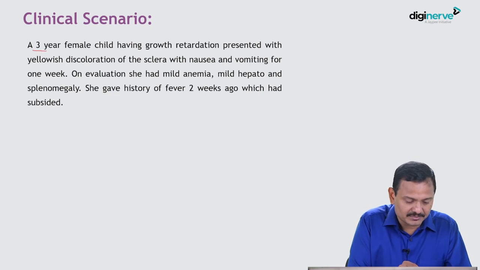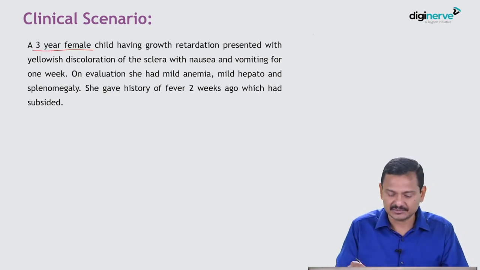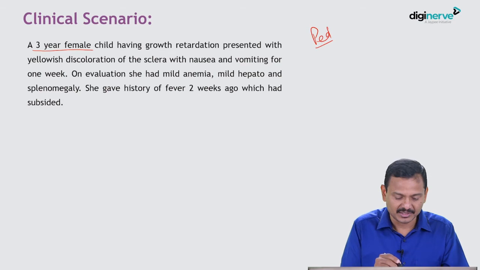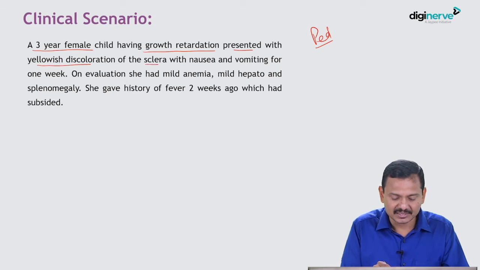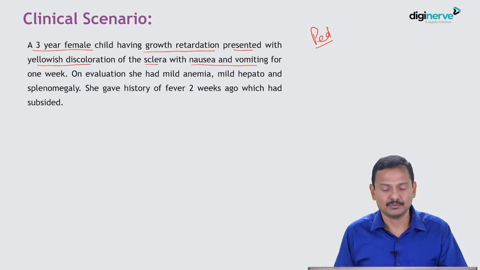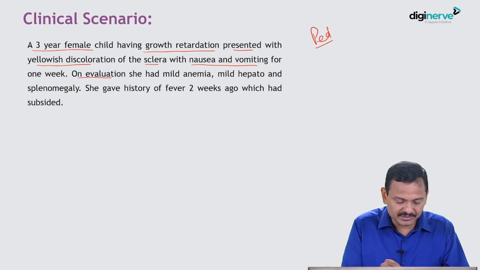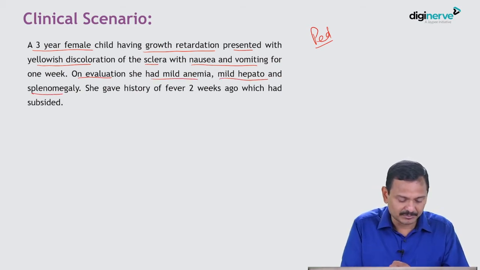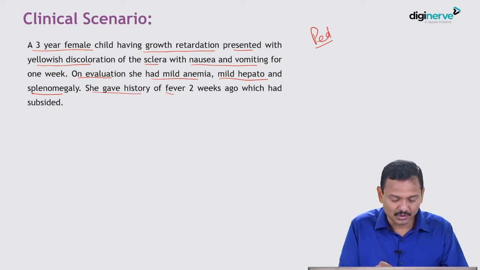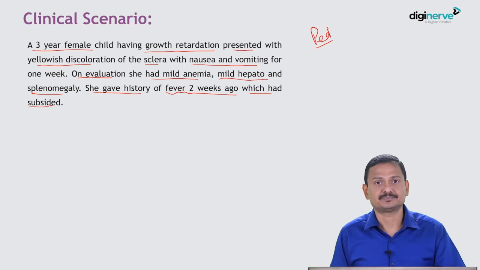Okay, so here comes a 3-year female child. Now this is a pediatric patient having growth retardation and presented with yellowish discoloration of sclera with nausea and vomiting. On evaluation, she had mild anemia, mild hepato and splenomegaly. She gave history of fever 2 weeks ago which had now subsided.